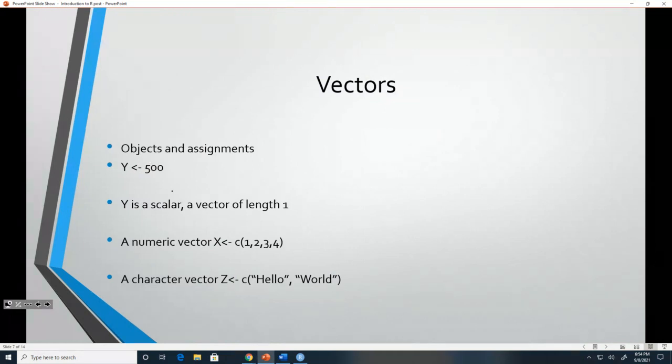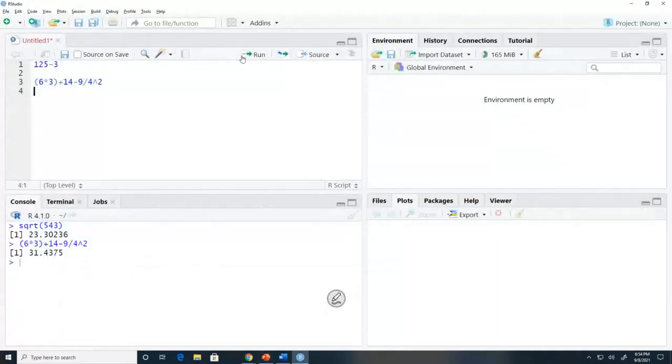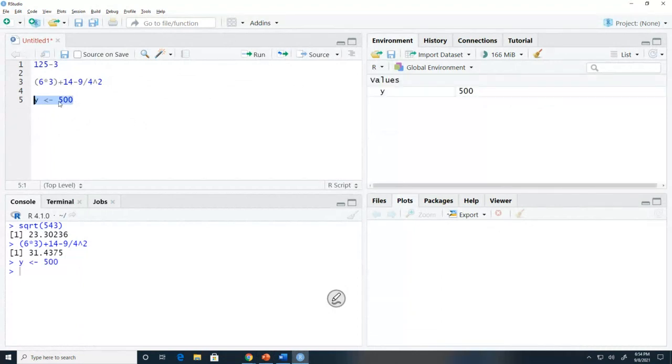So we can assign this variable y with the assign function here, 500. You'll see, there you go: y, our assign function, 500. What it does is assign the value 500 to our variable y, and then store it over in this global environment over here. So anytime you've created variables, you'll know it's over here because it'll say the value y is 500, or it can be a vector, which we'll do in a second. It'll also show any data frames that you're working with.